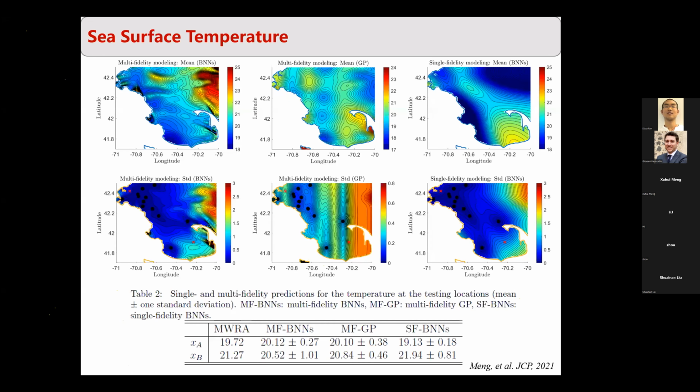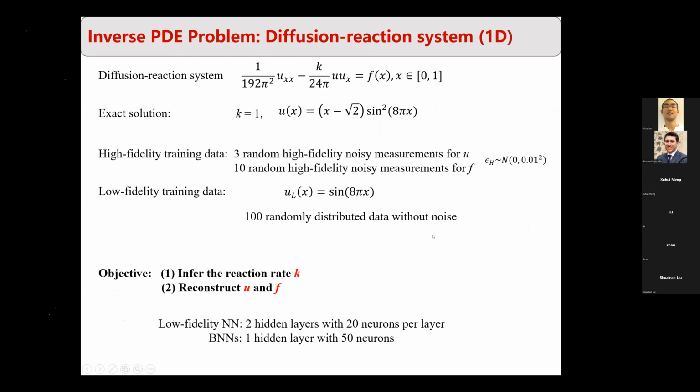So basically, the sea surface temperature prediction is actually a regression problem. We can also use this framework to solve inverse differential equation problems with multi-fidelity data. For example, here we have some measurements on F and U, and K is an unknown constant here.